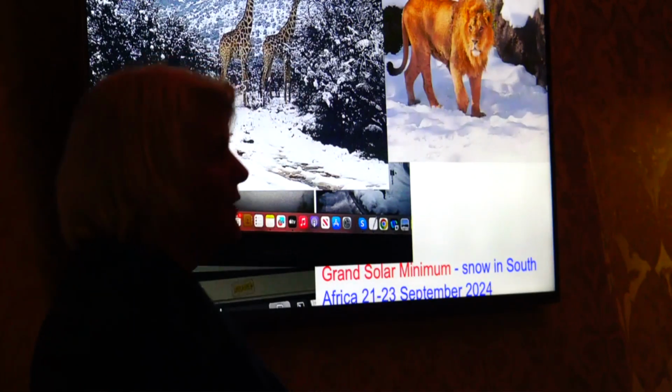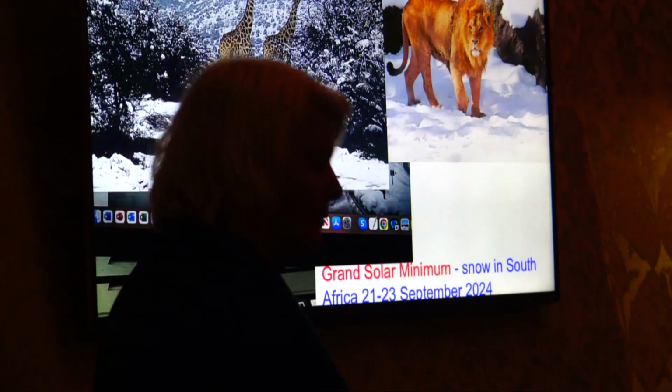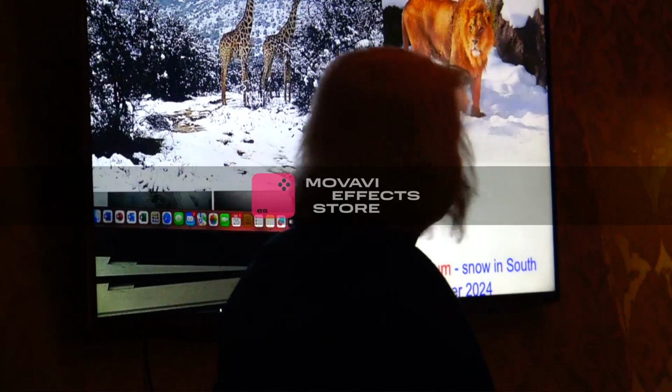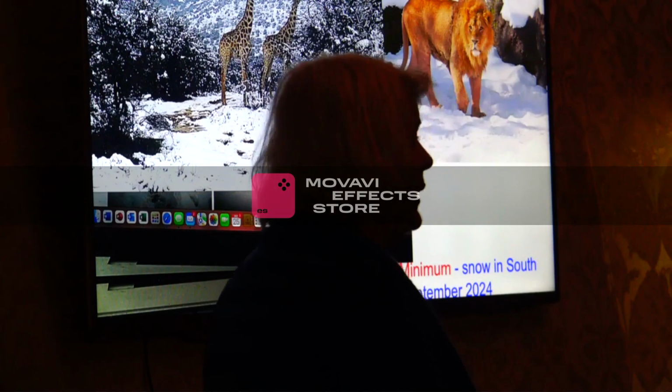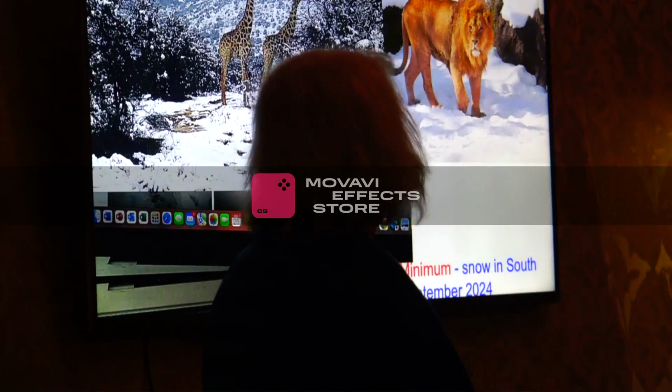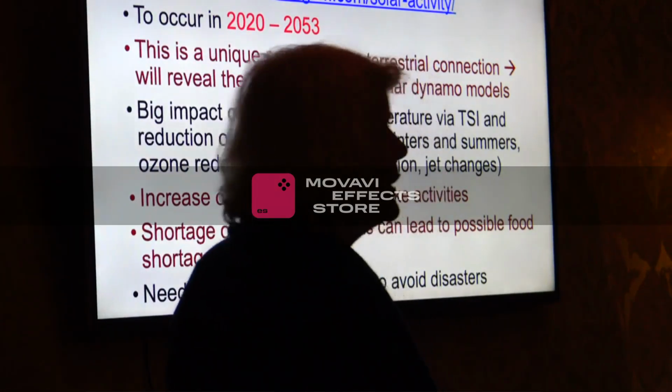But look at the poor lion and the giraffes. Look at this white stuff. They say, for God's sake, where does it come from? So this is the thing that is coming. Whether they like it or not, they can tell you anything, but the snow will be falling, and the consequences of it are very significant.